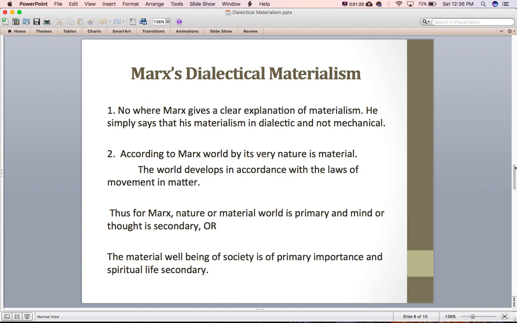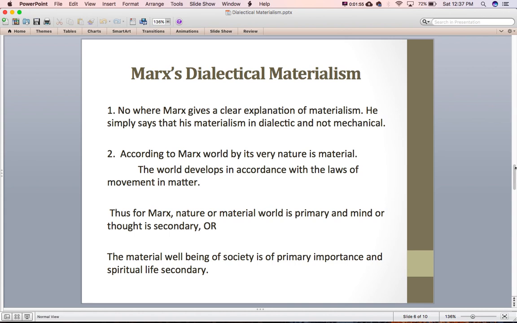Now, students, let us start with Marx's dialectical materialism. First of all, Marx never explained what he meant by materialism. He just stated that his materialism is dialectic and not mechanical. Now, dialectic, not mechanical, means that it is progressive, it is dynamic. And if we talk about a mechanical process, it is something which is fixed. You can't change that.